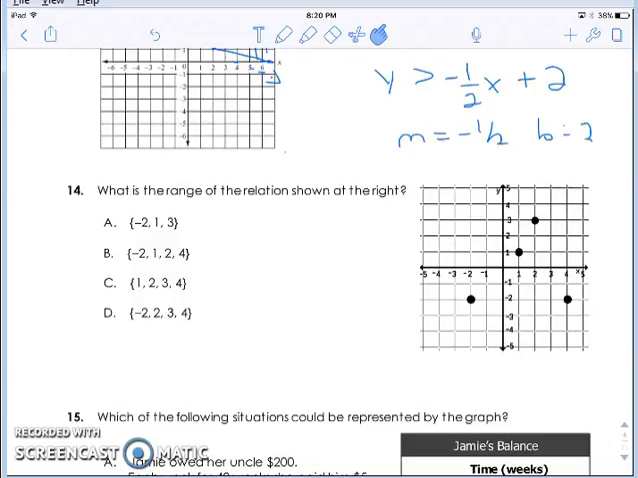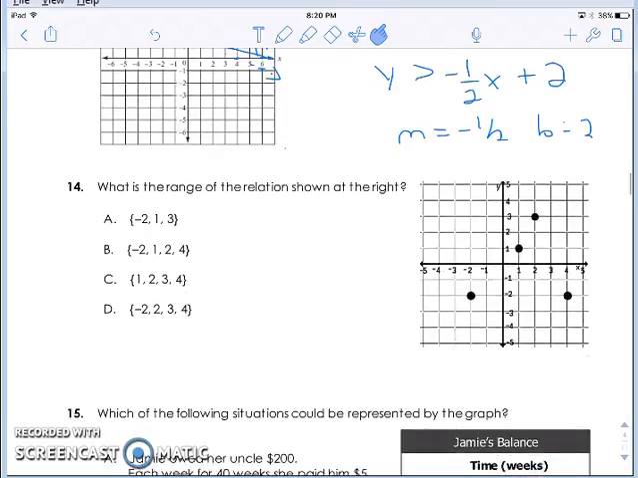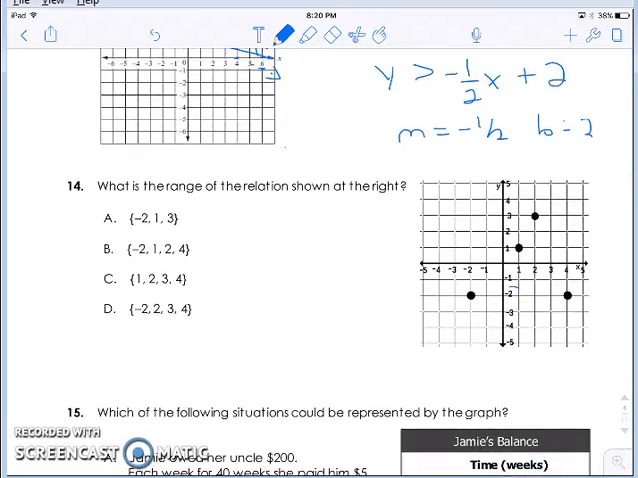What is the range of the relation? Range is the y values. So our y values are negative 2, negative 2, positive 1, and 3. Looks like A is the answer.